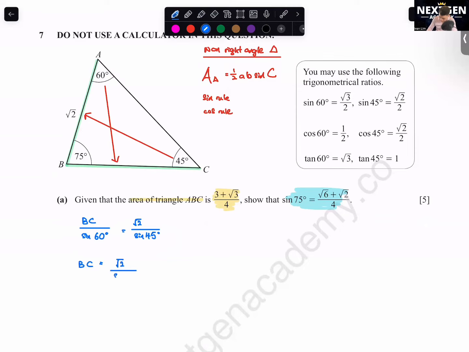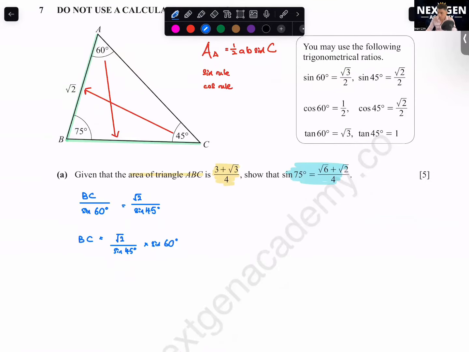I bring the sin 60 to the right-hand side, sin 60 degrees. We are not supposed to use a calculator for this, but my suggestion is that you use a calculator to just double-check your answer. Sub in all the values that they give you in this list here. Sin 45 is this, sin 60 is this. For those doing the new syllabus, this type of question will most likely come up in Paper 1.